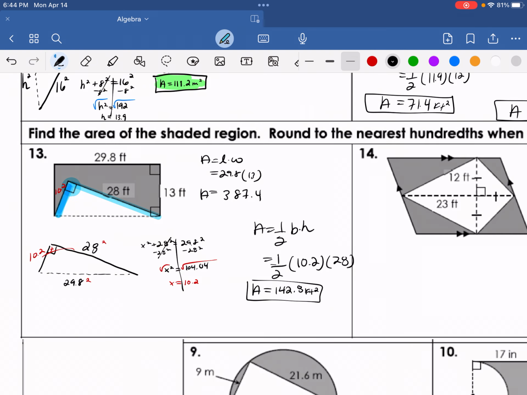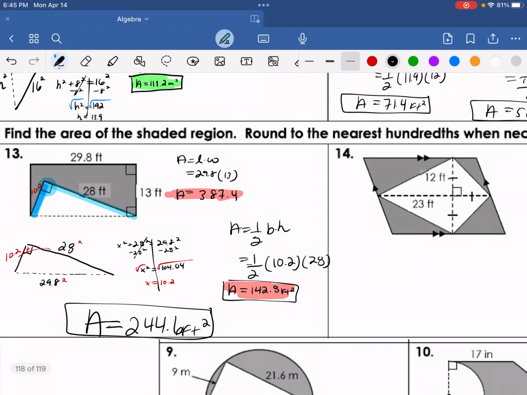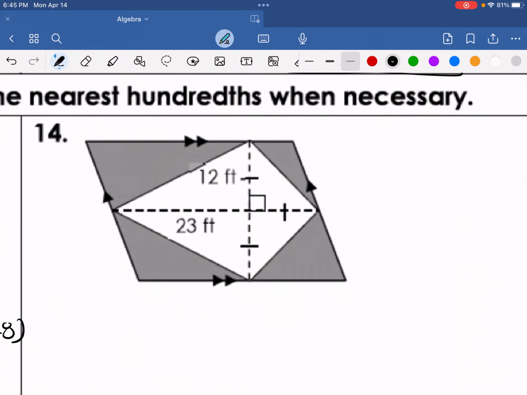And now we are not adding them like we did in the last ones. We are subtracting them because now we only want the gray part. So you're going to take the area of the rectangle and subtract the area of the white triangle, so you're just left with the gray section. 387.4 minus 142.8. And the final answer, if you subtract them, is 244.6. That'd be feet squared because it's area.